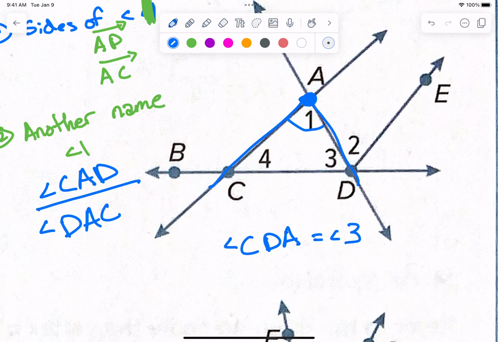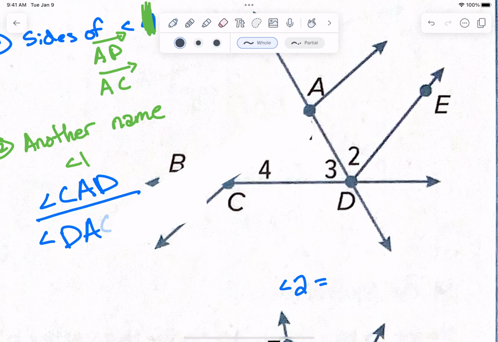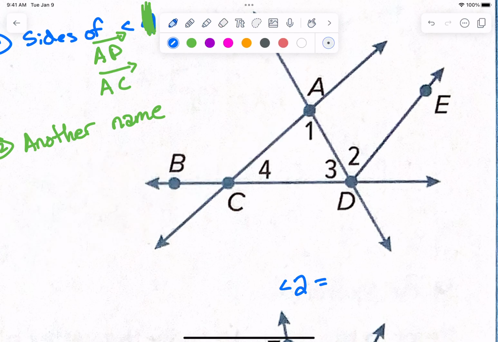Do you see why CDA is angle 3 and not angle 1? Okay, should we do another one of those? Name for me angle 2. What's another name for angle 2? Write it down.